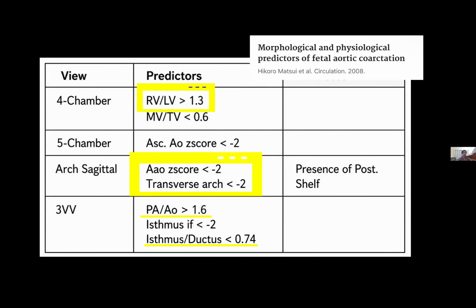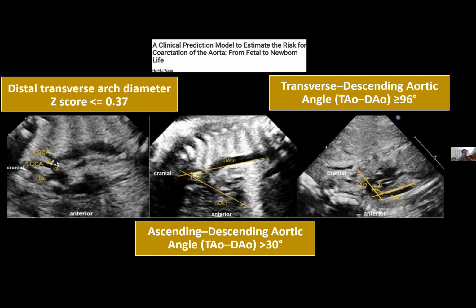For those of us who like measuring everything, these are the numbers we rely on. The most important are the RV-LV ratio of more than 1.3, the ascending aorta Z-score and transverse arch Z-score of less than -2, the pulmonary artery to aorta ratio of more than 1.6, and the isthmus to ductal ratio of less than 0.74. Wang and colleagues proposed a clinical prediction model based on objective measurements of the fetal aortic arch.